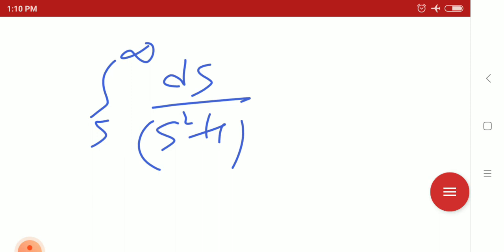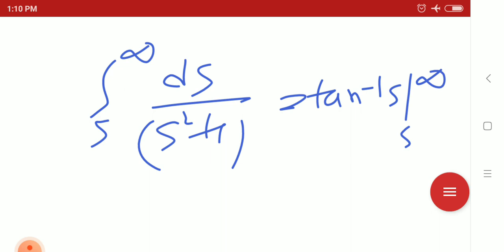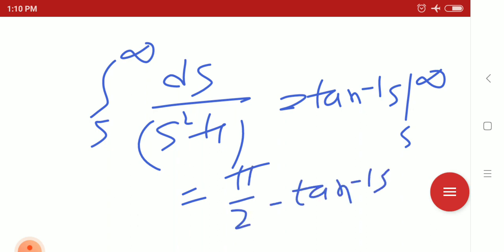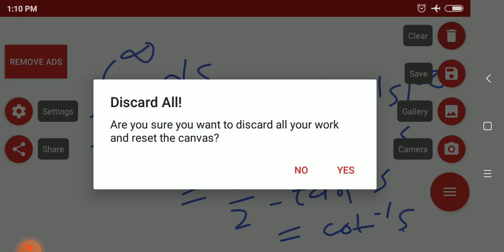So ds by s square plus 1 will give us tan inverse s, from s to infinity. Tan inverse infinity means pi by 2. So pi by 2 minus tan inverse s, which is cot inverse s. This is the Laplace transformation of sin x by x. This is what we are getting.